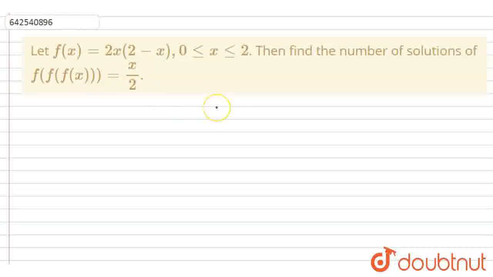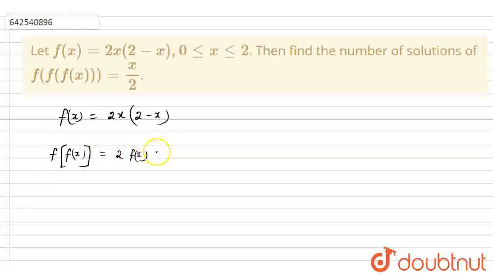Okay students, let's move to the answer. First I'm going to write down the given f of x equation. So f of x equals 2x into 2 minus x. Okay students, so this is the f of x function they've given. And now we are going to find f of f of x. So f of f of x is 2 into f of x into 2 minus f of x.